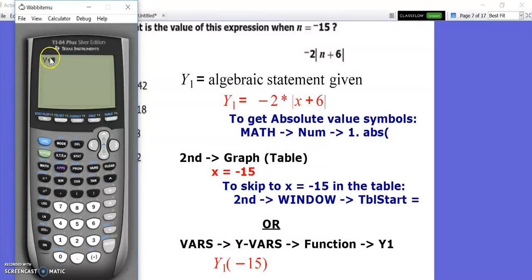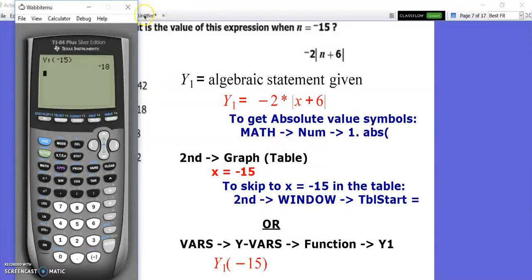So this is saying go to y1, and I'm going to put parentheses, and I'm going to type in negative 15, and close the parentheses. And here's what it's doing. The calculator is taking negative 15, and it's putting it in for x in y1. So when I click enter, it's going to put negative 15 right in here and do the problem for us. So if I click enter, it should give me negative 18, and it does. You can do it either way. It doesn't matter which way you do it.